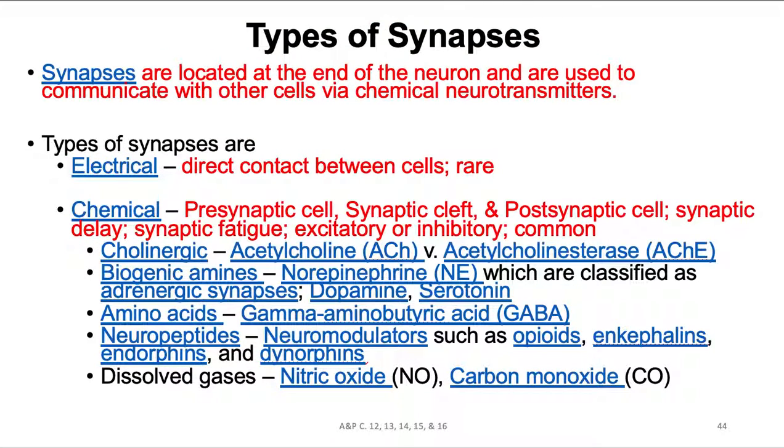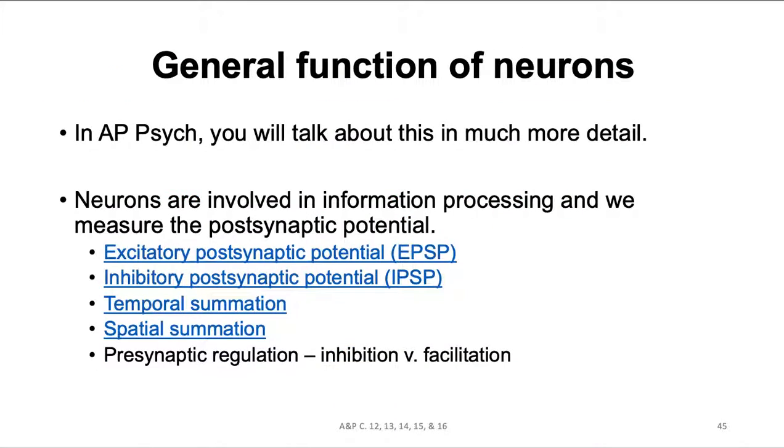A synapse is at the end of a neuron, and it's what's used to communicate with other cells via neurotransmitters. Remember, those neurotransmitters get released from our axon terminals, and they can travel across the synapse when we're talking about chemical synapses, which are the most common. There are also electrical synapses, but we didn't really talk about those.